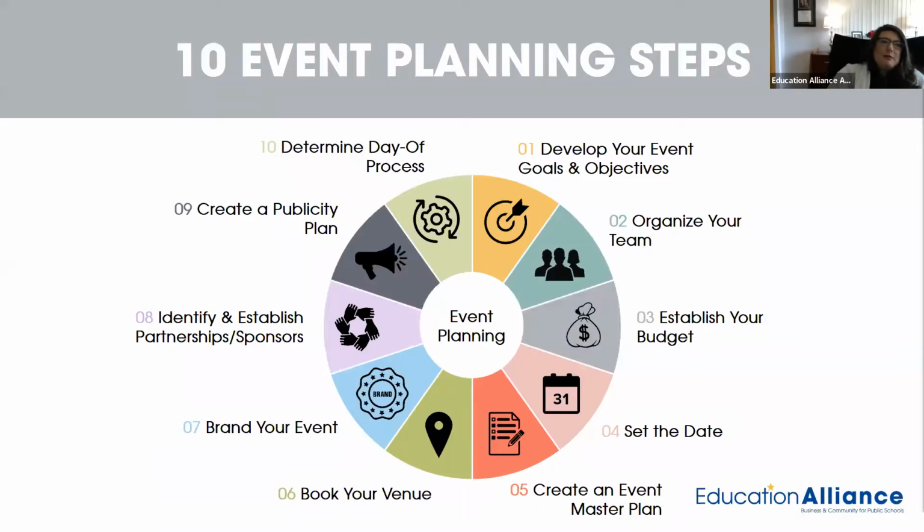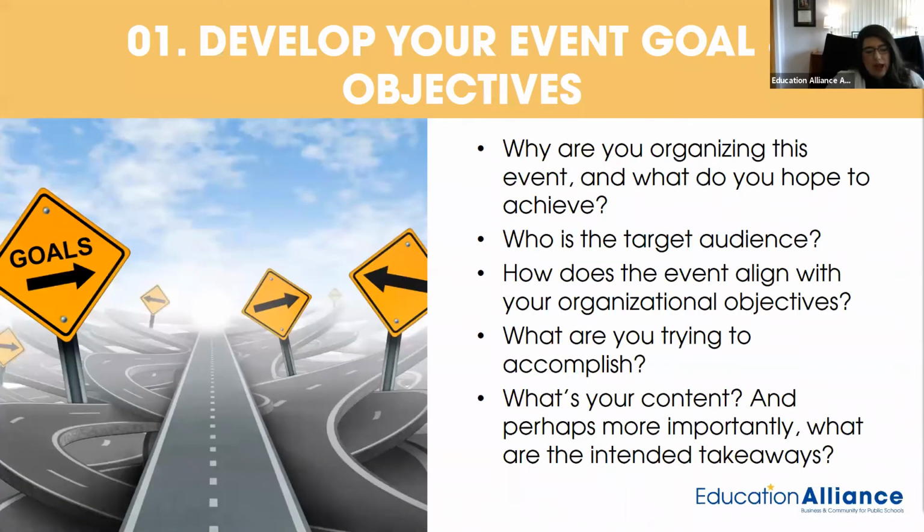So the 10 planning steps for events include developing your event goals and objectives, organizing your team, establishing a budget, setting the date, creating a master plan, booking your venue, branding your event, establishing partnerships and sponsorships, creating a publicity plan, and then what are you going to do on the day of? We'll walk through each of these and discuss some key strategies.